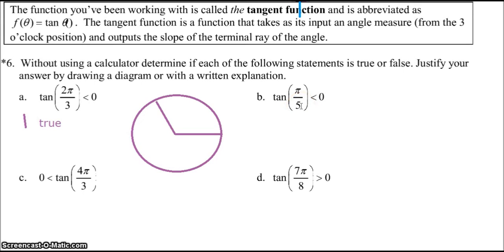Pi over 5, that's going to be in the first quadrant, and so that one is positive slope. The tangent's not less than 0. That one's false.